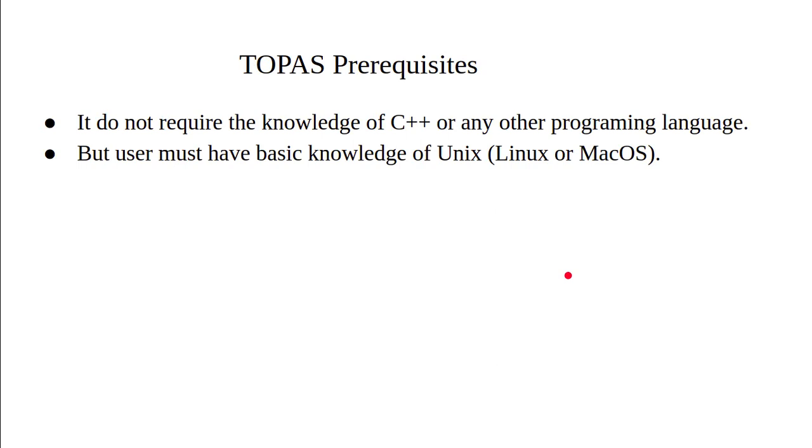Now coming to what you need to use TOPAS. Basically you don't need any knowledge of programming languages such as C++ or any other language. All you need is basic knowledge of Unix, that is how to use the terminal, how to make a directory, how to copy paste something, and how to set the environment variables on a Linux or Mac platform. This is all you need, and you are ready to go. And of course, you should have basic knowledge about radiation physics. You should know what you are dealing with and what results you are expecting, and then you are ready to use TOPAS.